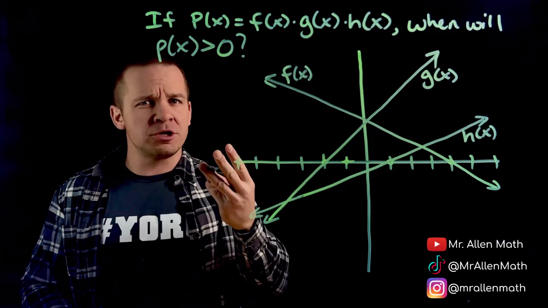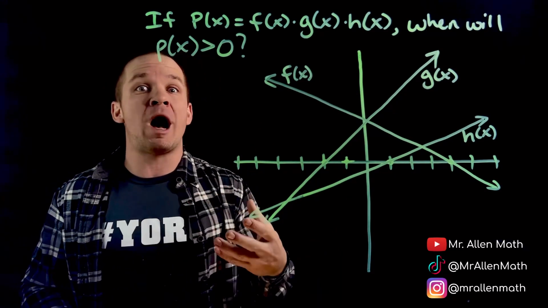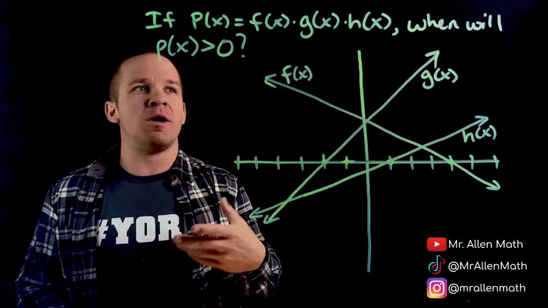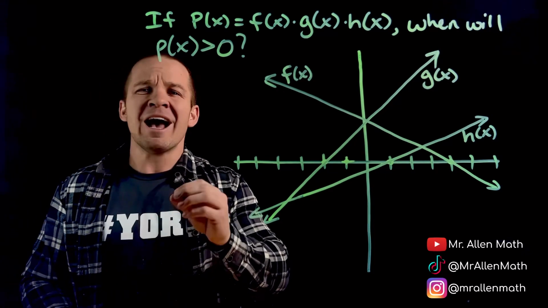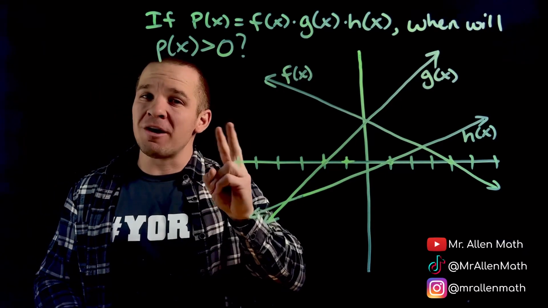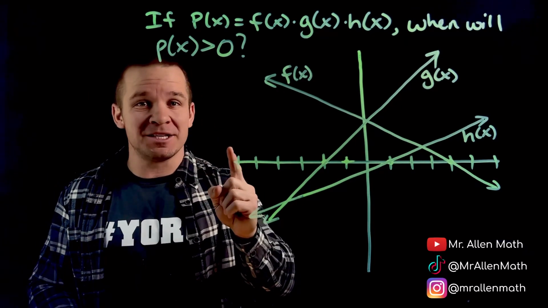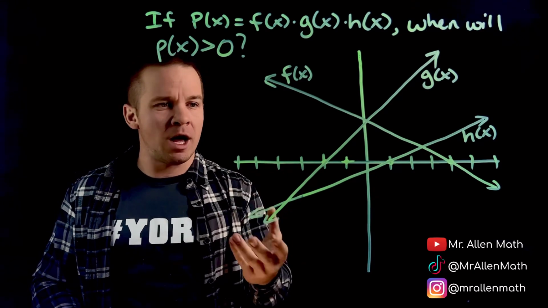Well, if all three function values, their output values, their y values, are positive, then they'll multiply out to a positive. Is that the only time that's going to occur? No. Also, if two of them are negative and one of them is positive, then it's going to be positive as well. So let's look at that.